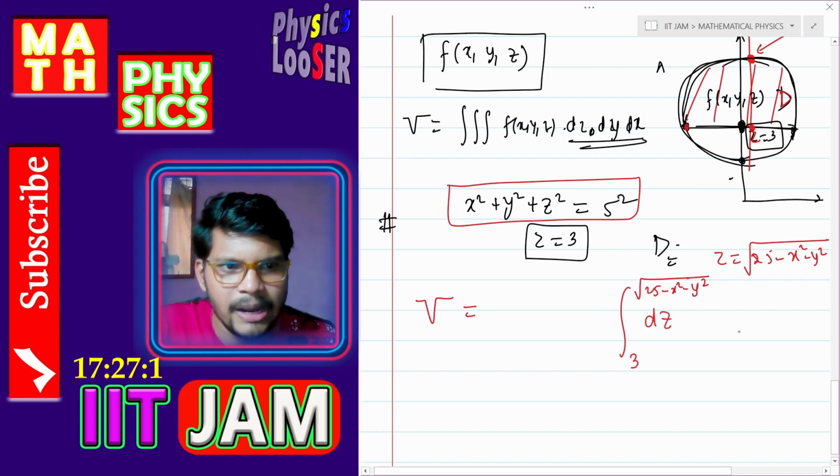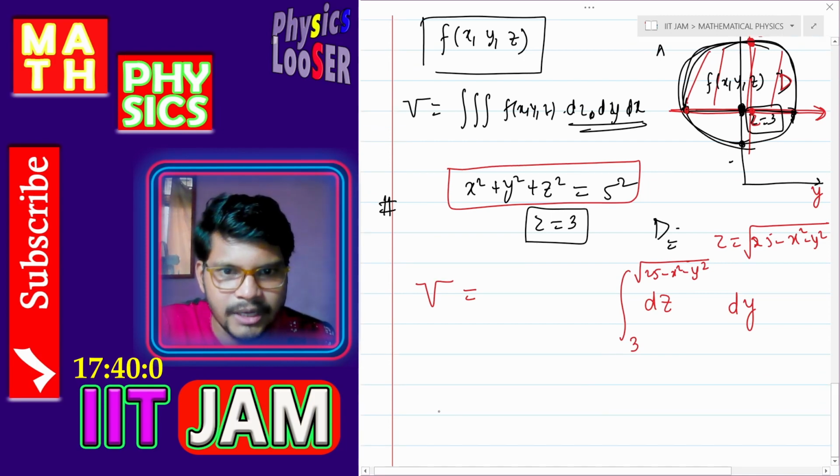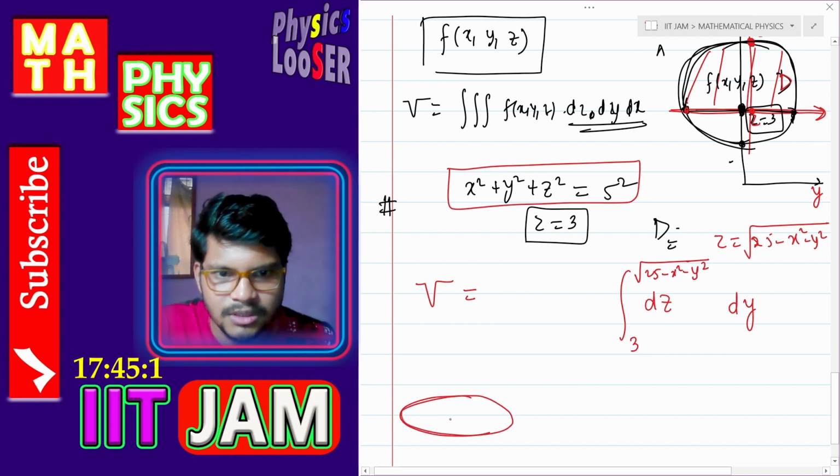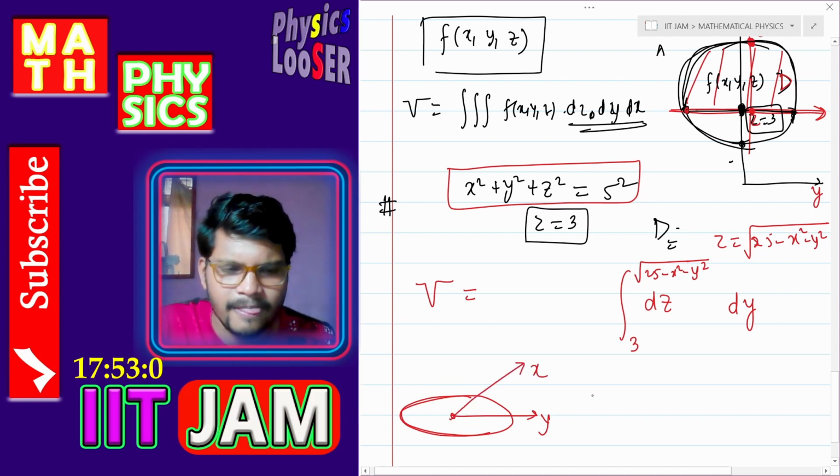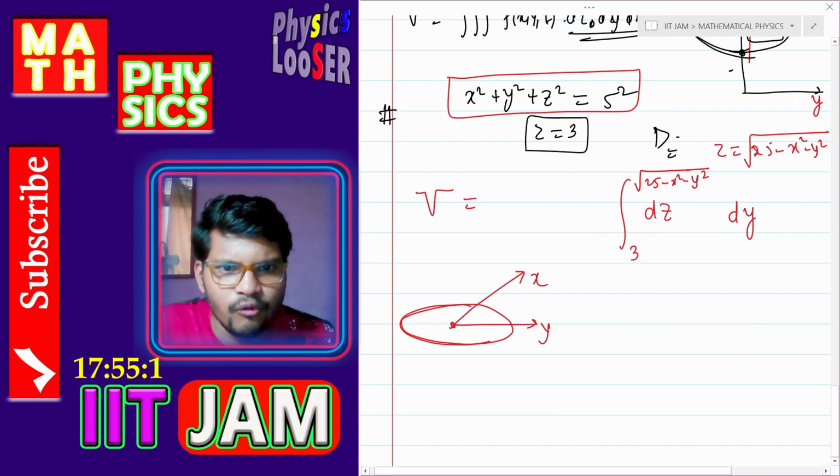Now we have to take the dy region. When we are talking about dy, it means that we have to take a line parallel to y. So this is your y. When you are seeing the sphere, the base is a kind of circle. Let us say this one is y and this one is x. At z is equal to 3, it has a base, and this base is of a circular type.